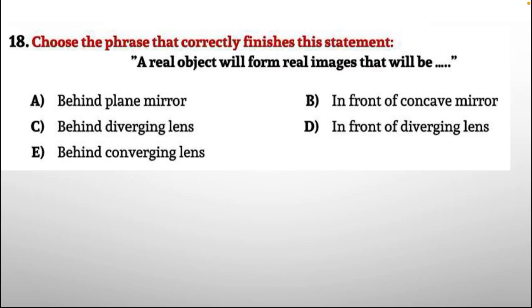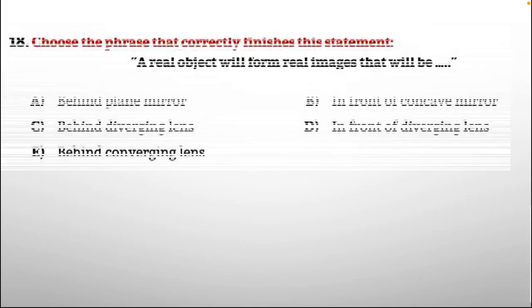Question number 18. Choose the phrase that correctly finishes this statement. A real object will form real images that will be. Options A to E are given. Behind plane mirror, in front of concave mirror, behind diverging lens, in front of diverging lens, behind converging lens.